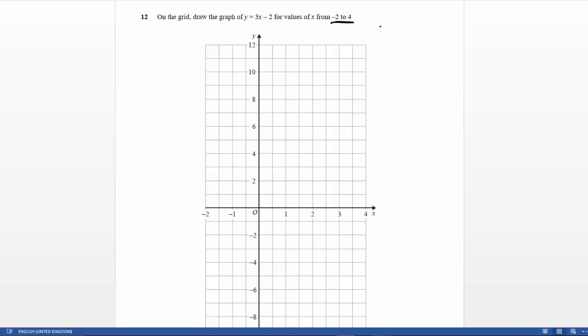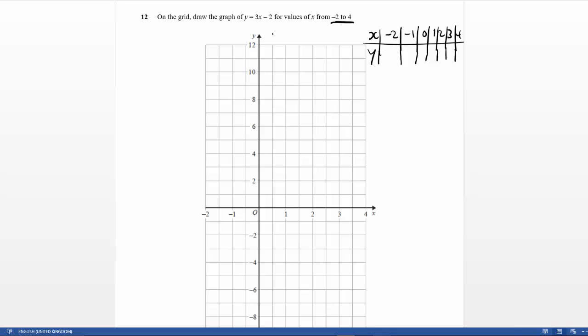Okay, so let's do it like this. Let's do x, and let's do -2, -1, 0, 1, 2, 3, and 4. Okay. Now let's put spaces in between all of these. And let's just draw a very crude looking table. So we have our x coordinates already. We just need a corresponding y coordinate.